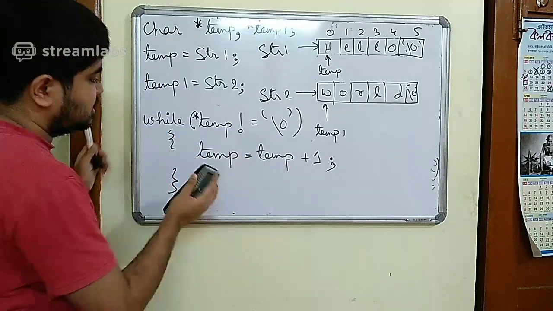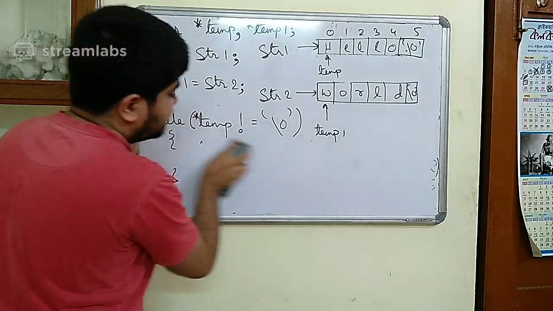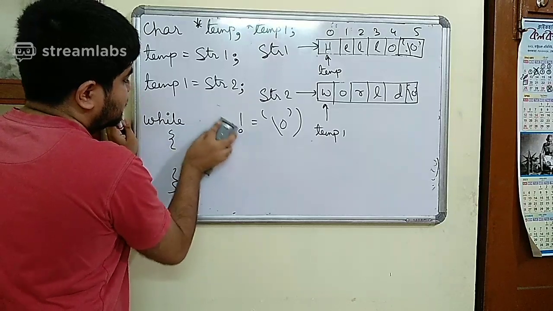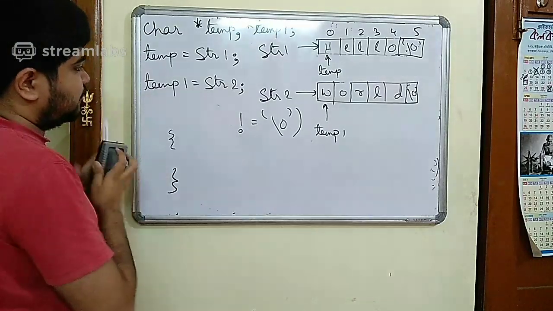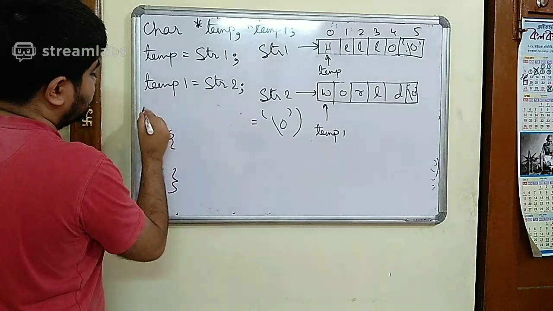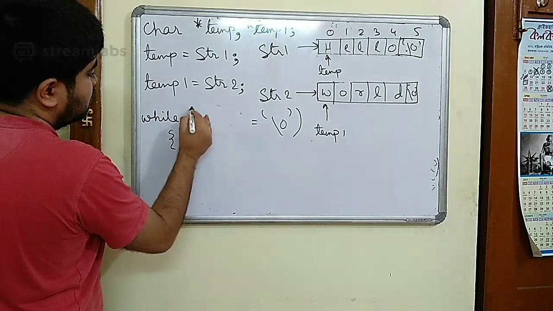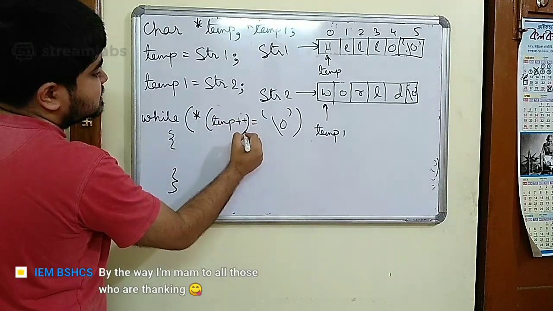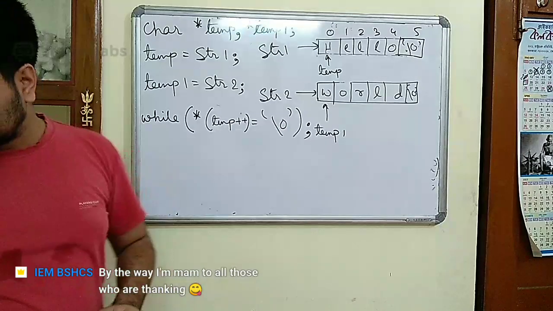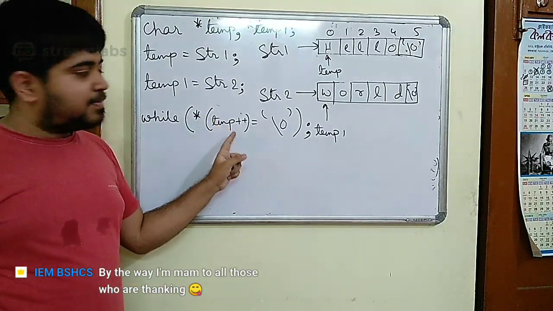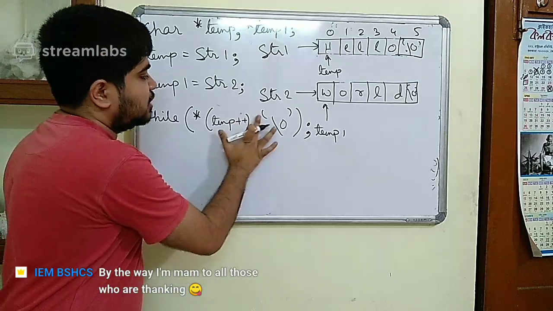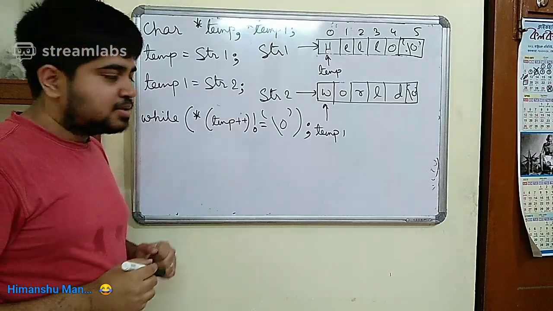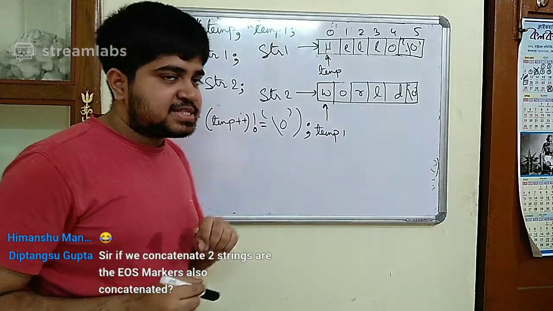Just look at this. I will remove this temp is equal to temp plus 1. Right? I will modify something over here. Let's modify it. While star of temp plus plus not equal to slash 0, this will be done, right? So I'm proceeding with this.